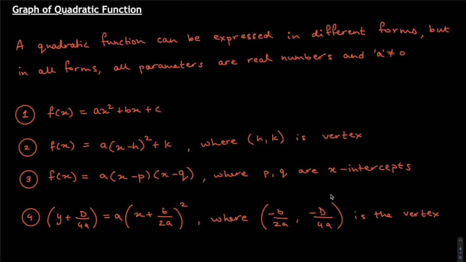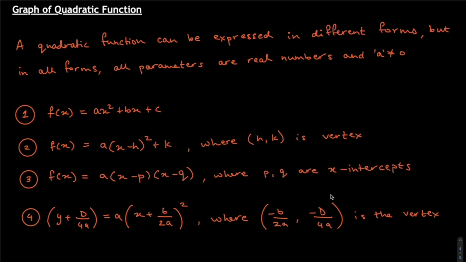Let's continue with talking about graphs of quadratic functions. A quadratic function can be expressed in different forms, but in all forms, all parameters are real numbers, and the parameter a does not equal 0. This is something I even mentioned before in the first or second video, where I talked about how if a is equal to 0, we're going to have bx plus c, which is a linear function, which defeats the purpose of talking about quadratic functions.